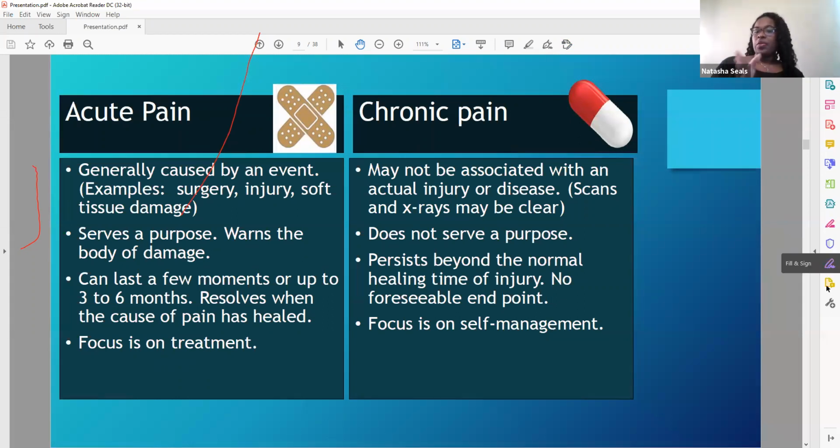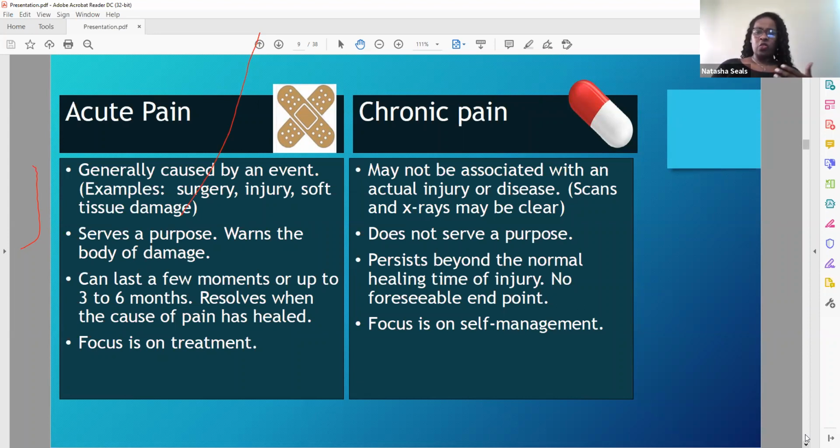It can last as little as a few days, some weeks, but for the most part, it should be done in a matter of months, maybe 3 to 6 months. It typically resolves when the cause of the pain has healed. So for acute pain, the focus is on treatment. But now let's pivot and talk about chronic pain.